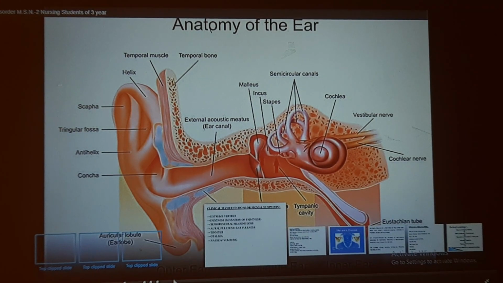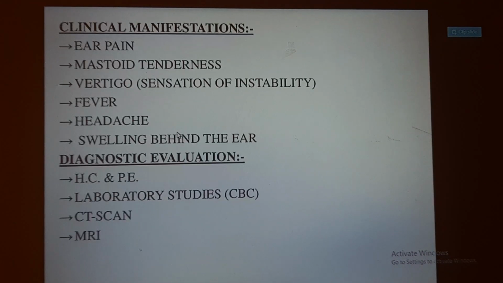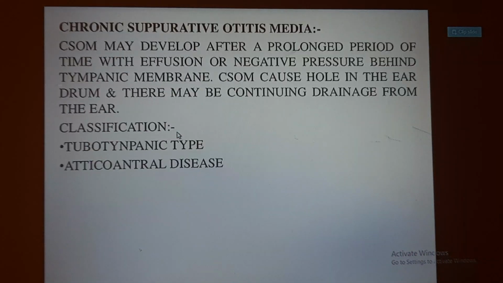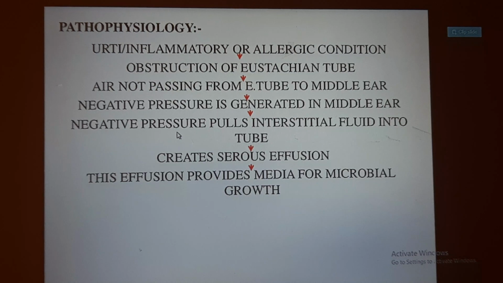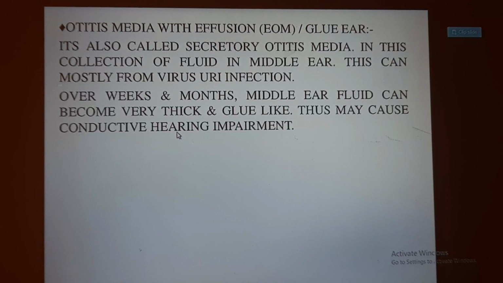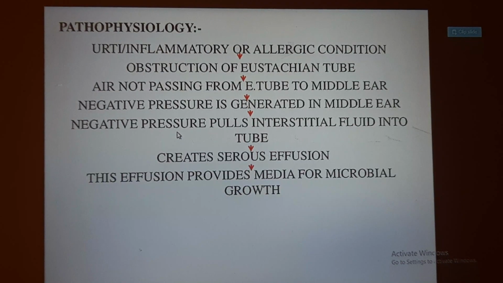Now, I already taught you what chronic suppurative otitis media is. So for chronic otitis media, we will see the pathophysiology. There are 3 types of otitis media: acute otitis media, otitis media with effusion, and chronic suppurative otitis media. Now we will see the pathophysiology.